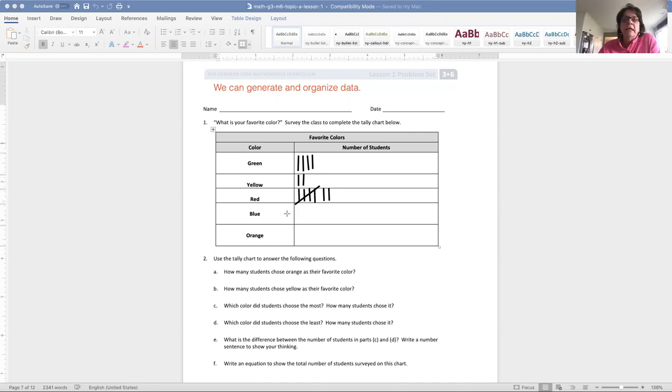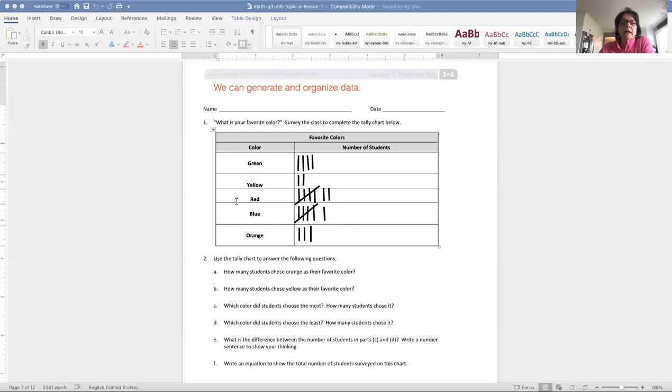Blue was 6. So again, we're going to make 5 by doing 4 tallies. I hope you're doing your tally marks too in your work packet. And 1 going across makes 5. And then we need 1 more for 6 votes for blue. And then orange had 3 votes. So we'll put 3 tally marks there. Okay. I'm going to give you a second to make sure you have all your tally marks there. Again, 4 for green, 2 for yellow, 7 for red, 6 for blue, and 3 for orange.